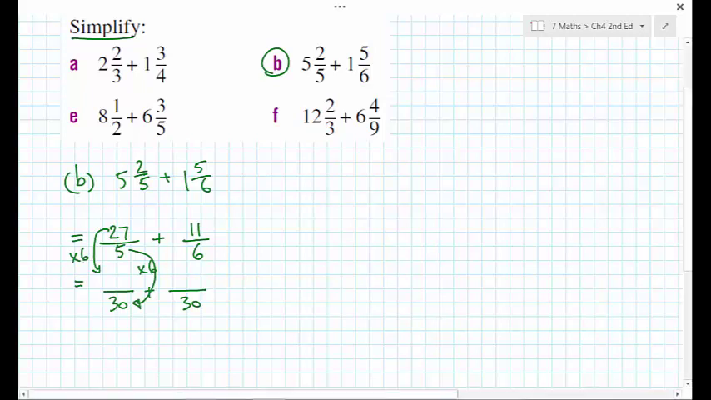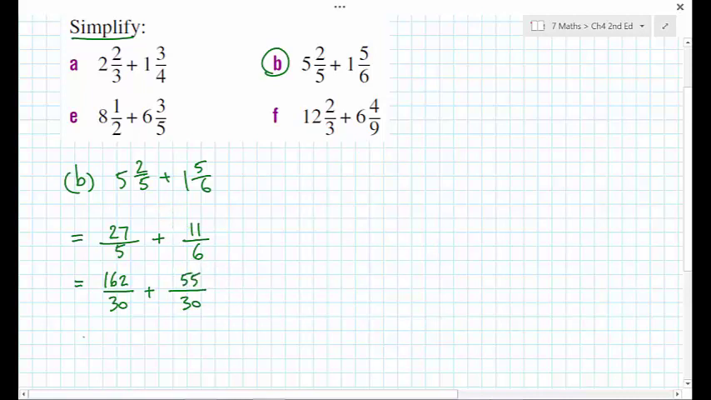To go from here to here, I also multiply by 6. And multiplying 27 by 6 is 162. Then to go from here to here, I multiply by 5, and to go from here to here, I multiply by 5. So 5 11s is 55.